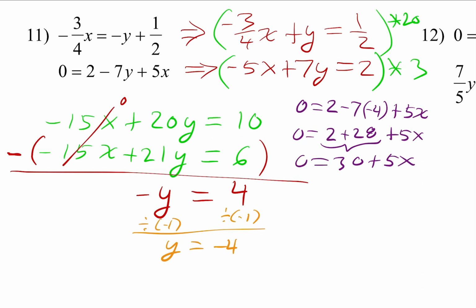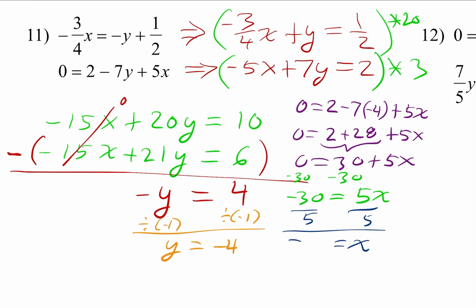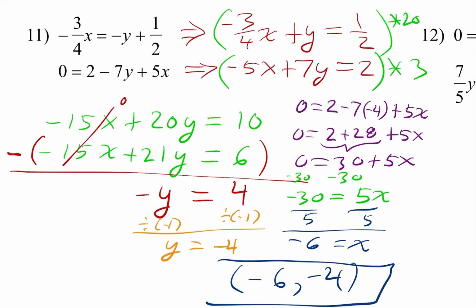Move the constant over by subtracting it. So negative 30 equals 5 times x. And when we divide by 5 on both sides, x equals negative 6. So our ordered pair here would be (negative 6, negative 4) in parentheses. Please remember to always put parentheses around your ordered pairs, or they are not ordered pairs and we don't have a coordinate.